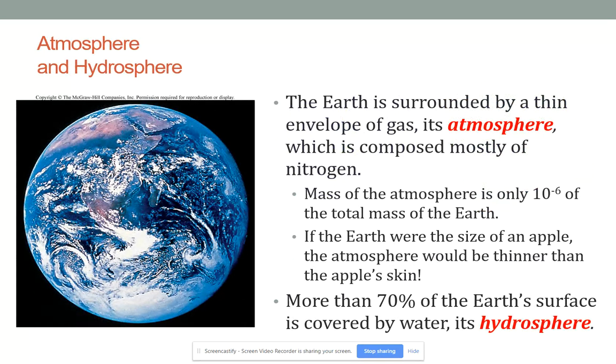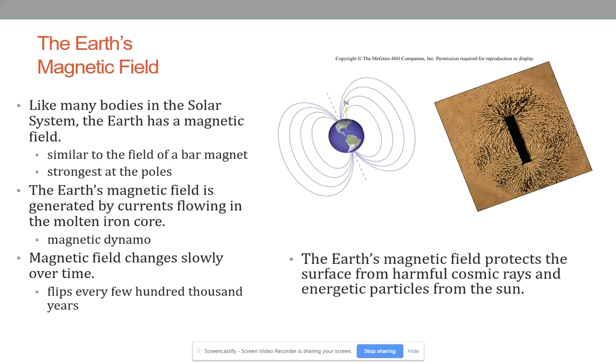Oh, I should have mentioned, the Earth's magnetic field is important to us. It's important to us because it deflects that solar wind. The charged particles that come from the sun are deflected so they protect us. If we don't have a magnetic field, we'll get a lot more radiation.